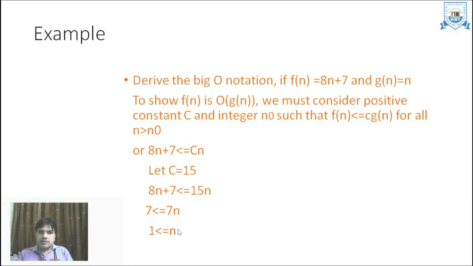If we take n equal to 2, then 8 into 2 is 16, plus 7 is 23, and 15 times n would be 45. So that value is always greater. After the minimum value 1, whatever value we take would always be greater. That was our objective. If we are able to find such values for two functions, then we can establish the relationship that f(n) is big O of g(n).